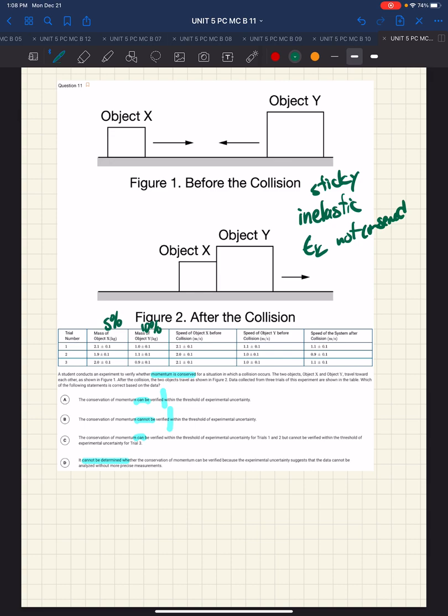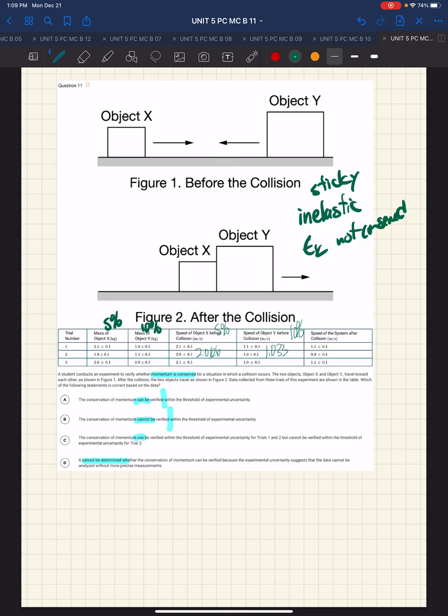The speed of object x beforehand, we have 2.0, 2.1, 2.1. So I think that the average value in this case will be about 2.066. And we have about 5% uncertainty again. The speed of y beforehand, we could see it's 1.0, 1.0, and 1.1. That's going to give us a mean of about 1.033. And we have about 10% again.